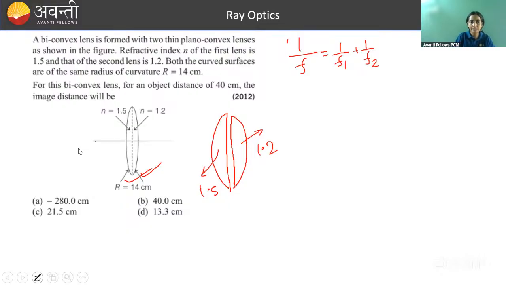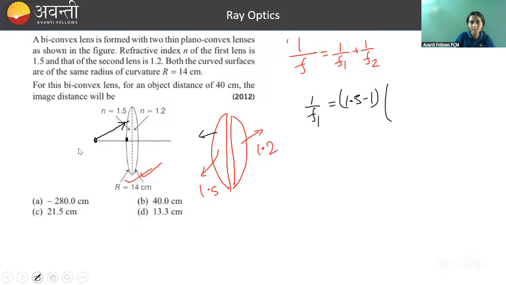ठीक है. So let's take the incident light. Incident light मैंने ऐसे लिया. Why I'm taking incident light? So that I can use properly sign convention. So let's calculate now 1 by f1. 1 by f1 आप कैसे लिखोगे? Mu minus 1. That is 1.5 minus 1 divided by radius of curvature of this surface.